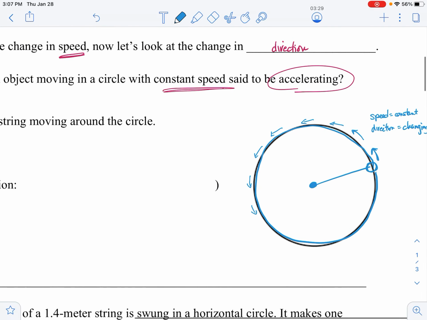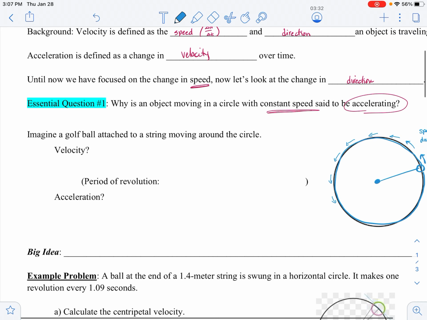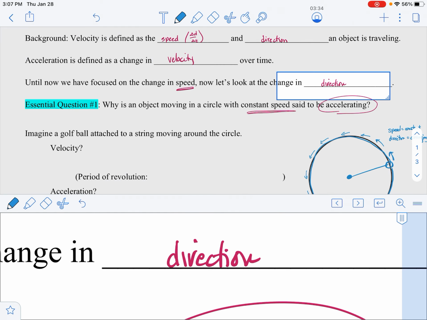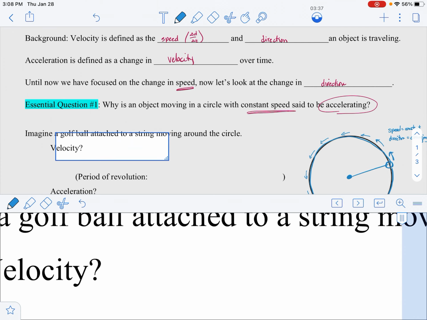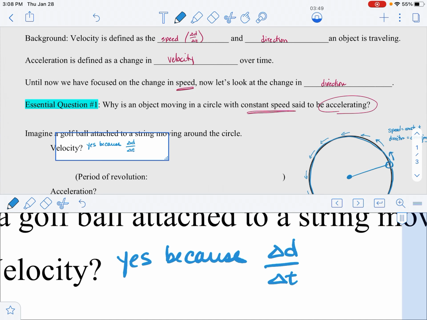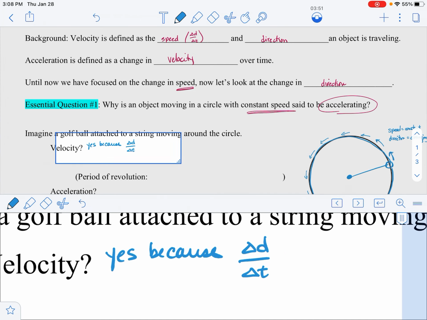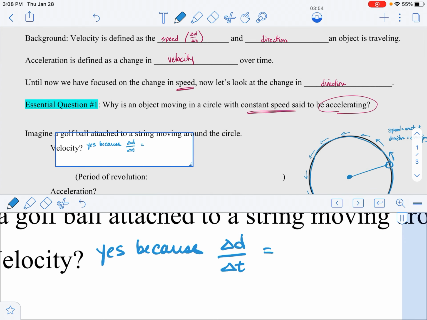All right? So let's come back over here, and we're going to say, does this thing have velocity? Well, yes, it does, because the distance is changing and the time is changing, right? Now, because this is a circle, we know that the distance is going to be the same as the circumference of the circle, so 2 pi r. Does that bring you back to your geometry days, right? The circumference of a circle is 2 pi r.